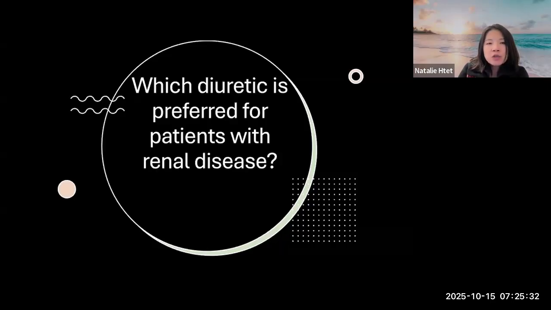For all these patients, you want to monitor electrolytes, volume status, and one common thing about Lasix is ototoxicity at high doses, especially if patients are also getting aminoglycoside. So that's one category. Another category is thiazide.